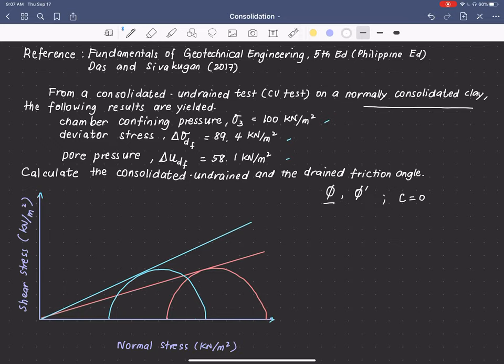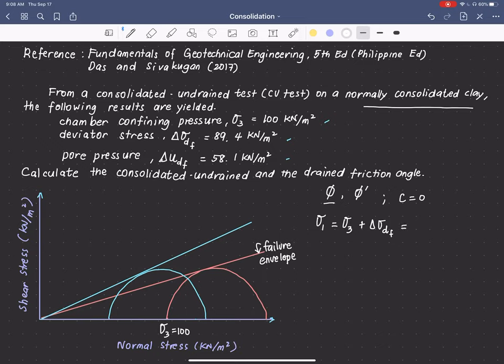Now, for the Mohr circle of the given results, let us consider the pink colored Mohr circle and failure envelope. So the chamber confining pressure, or the undrained sigma sub 3, is equal to 100. And we are given a deviator stress of 89.4. Therefore, our sigma sub 1 would be equal to sigma sub 3 plus delta sigma deviator at failure.